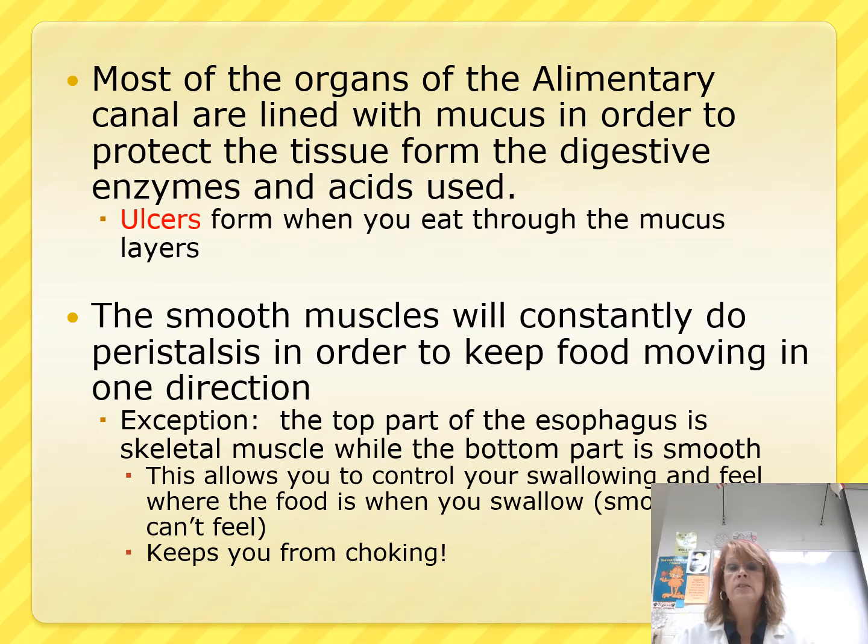Now, like I mentioned, in the case of your alimentary canal, smooth muscles are what make up these organs, and these smooth muscles constantly pulse. This pulsing is called peristalsis, and that's to keep food moving through the tube. And every so often, you will have doors along the way. We're going to talk more about the esophagus in a minute. That's what you would call your food tube. But your esophagus is part skeletal muscle and part smooth muscle.